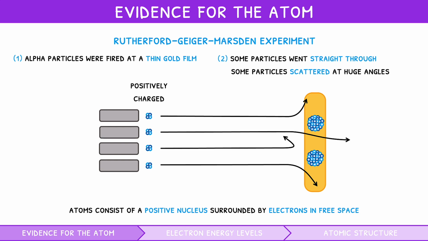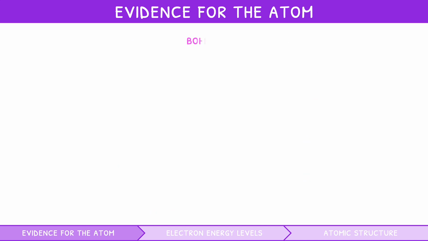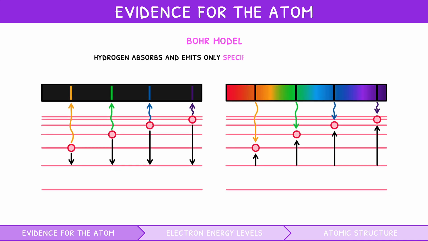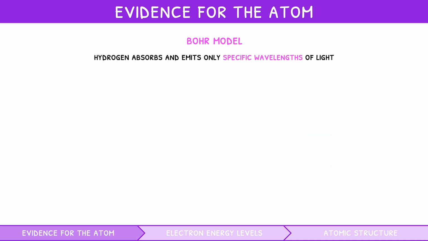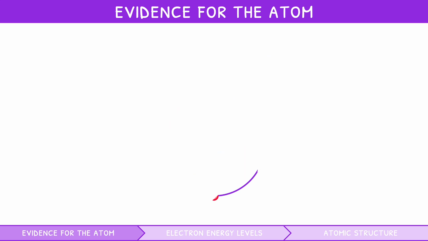Finally, Niels Bohr discovered electron energy levels, using this to complete our basic model of the atom, known as the Bohr model. He found that hydrogen absorbed and emitted only specific wavelengths of light. From this, he determined that electrons exist at fixed orbitals within the atom, forming the Bohr model. It is the most basic model we use today, and is covered later in this video. For now, we will focus on why fixed electron orbitals cause the hydrogen emission spectrum.